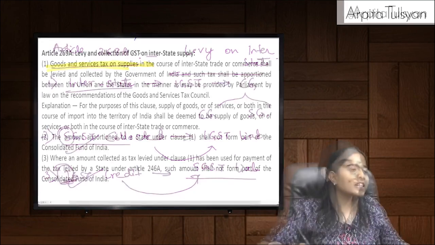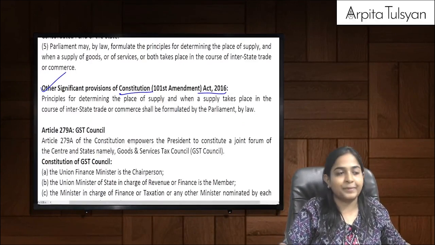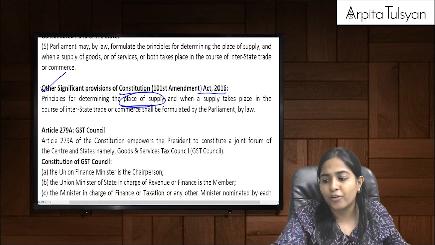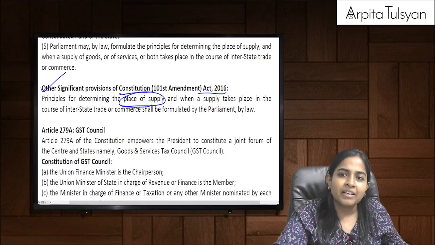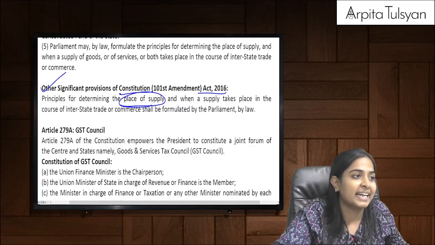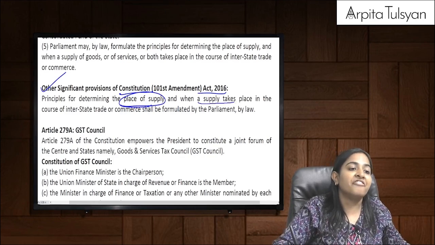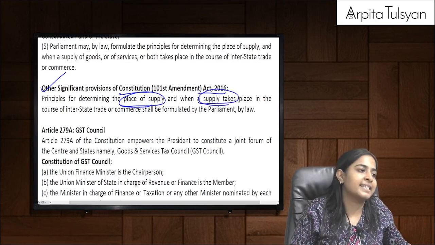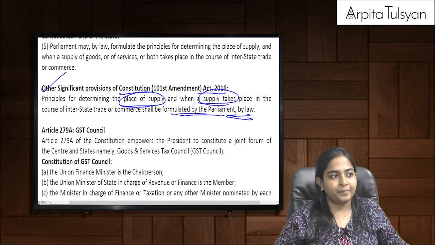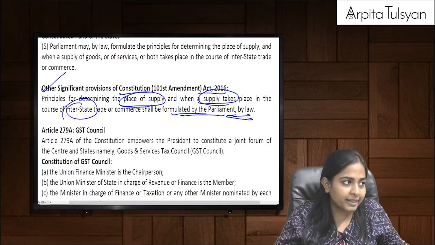Okay. Then after that, a very small point is coming up here. Other significant provisions of the Constitution Act that was passed: principles for determining place of supply, like where the goods have been sold. Is place of supply important? Where the goods have been finally consumed or sold, is it important? Yes, because the revenue will accrue to that state government. When a supply has been done, the date, month, etc., we will refer to the law formulated by the parliament. For interstate, only parliament has the right. So we'll refer to the law framed by the parliament.